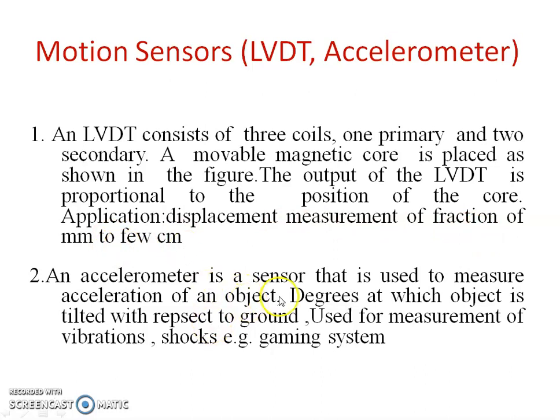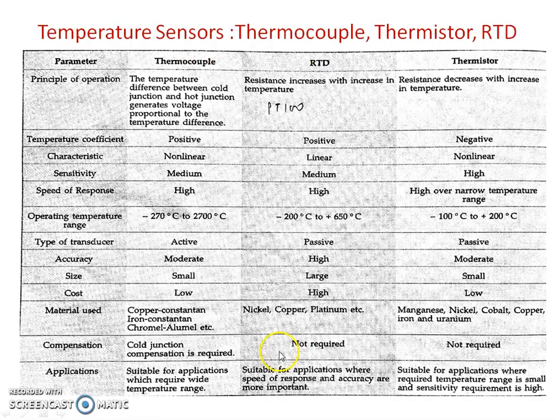An accelerometer is a sensor that is used to measure acceleration of an object, and the degrees at which the object is tilted with respect to the ground. It is used for measurement of vibration and shock. For example, gaming system. Now, temperature sensor.